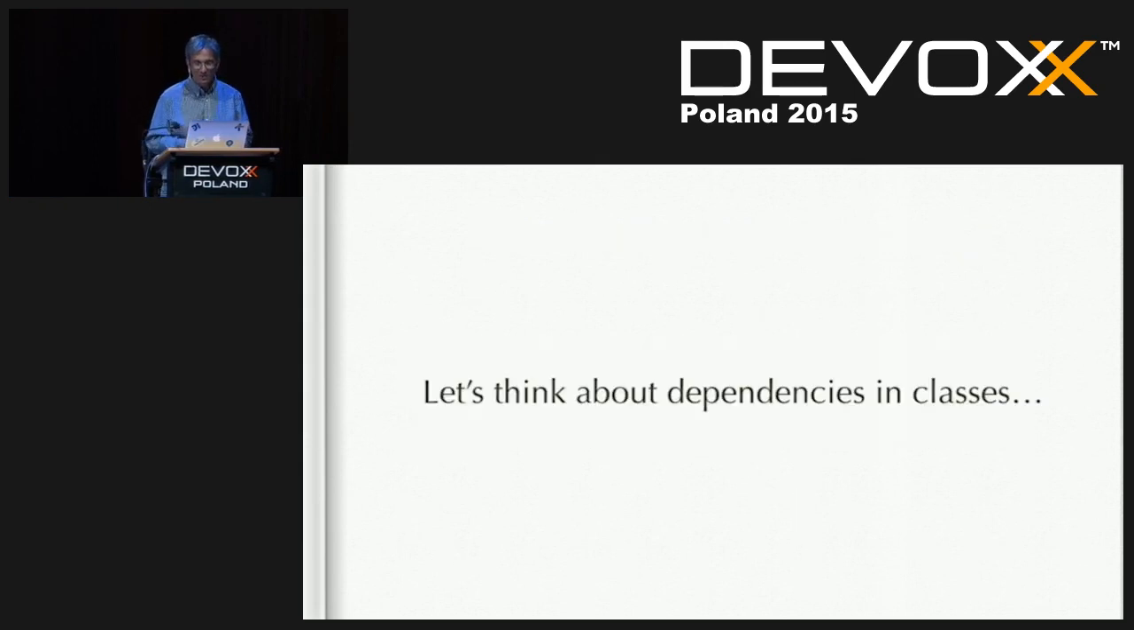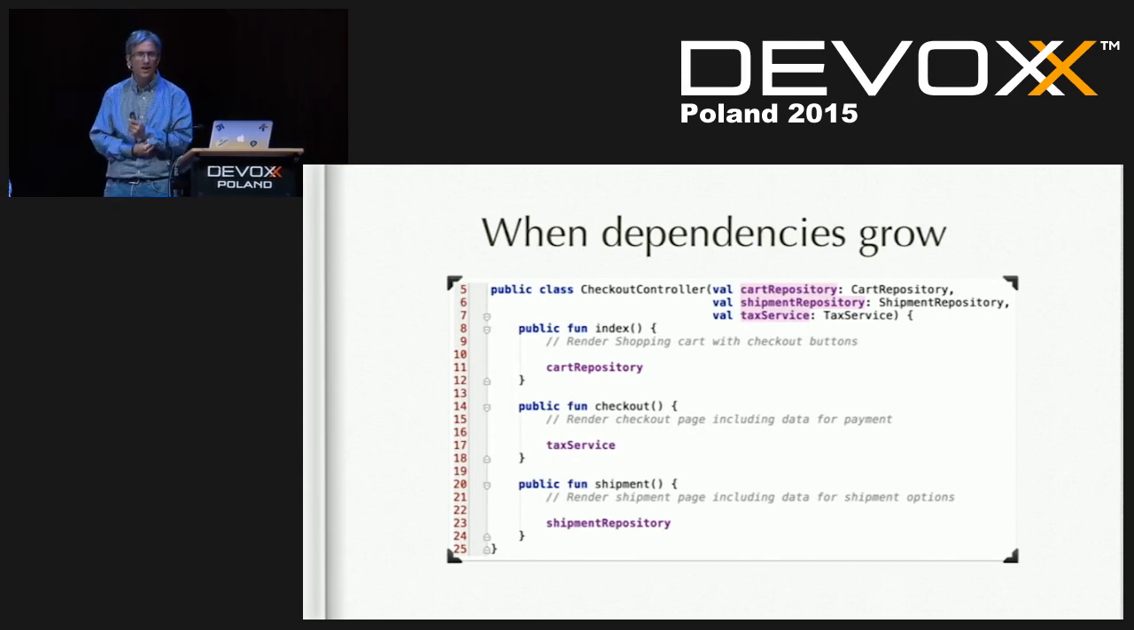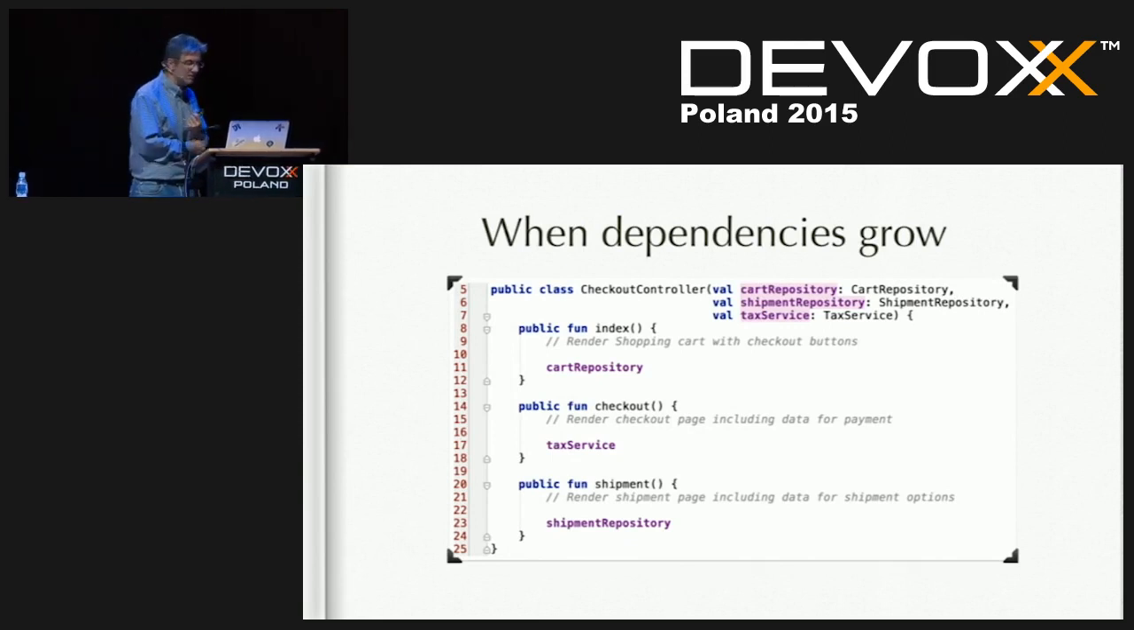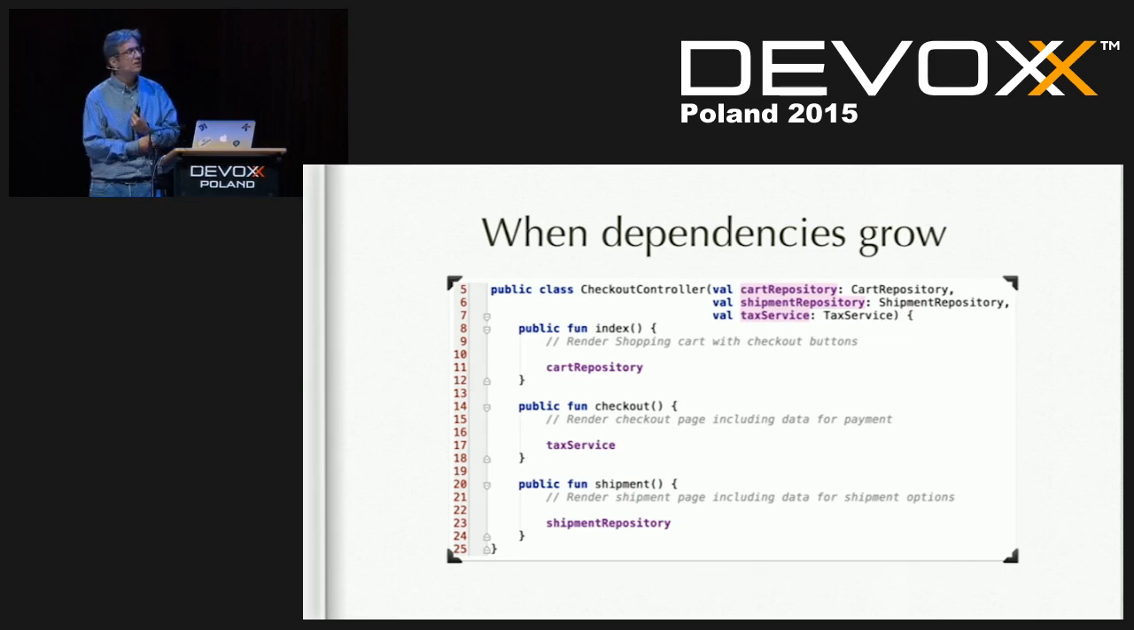But let's think a little bit about those dependencies, right? Here is a typical controller, and this could be Spring, it could be what have you. You've got your checkout controller, you've got whatever. And you start to pass in all of these dependencies. You start to pass in 1, 2, 3, 4, 5, 6 dependencies, and at some point you're like, ooh, my number of dependencies have drastically grown.